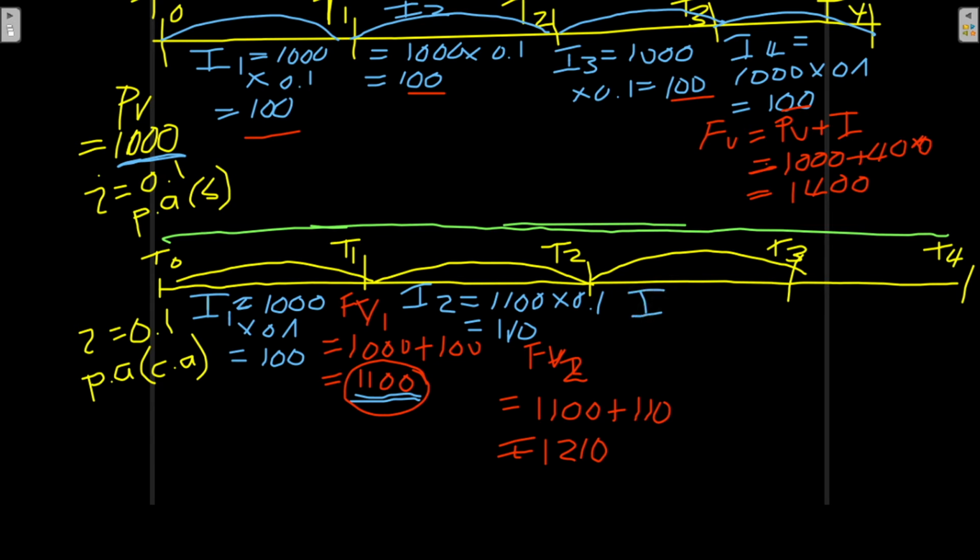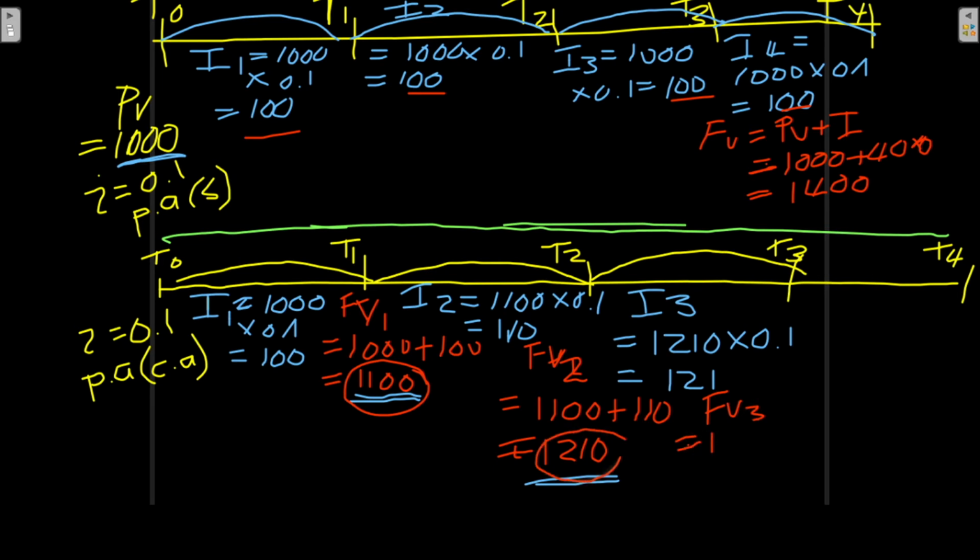Okay, then the interest for time period 3. So interest for time period 3 is now this 1,210 rands, and we earn interest on this 1,210 rands. So that's that future value times 0.1, and that will give me 121. So the future value at time point T3 is 1,210 plus the interest 121.